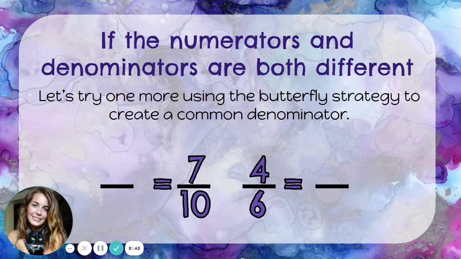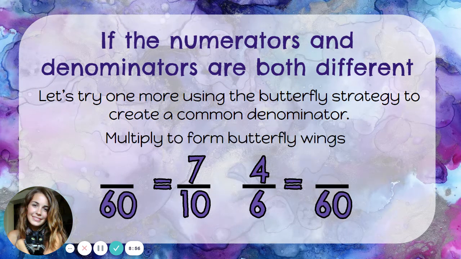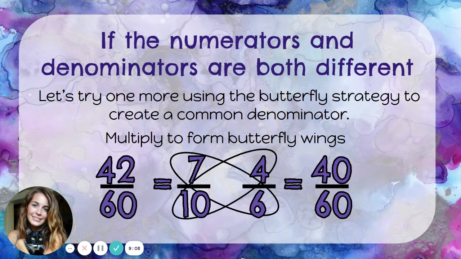Let's try one more using the butterfly strategy to create a common denominator. So remember the steps. First, we multiply the denominators together. 10 times 6 is 60. Then we multiply to form butterfly wings. 10 times 4 is 40. 6 times 7 is 42. Now, instead of comparing 7/10 and 4/6, I'm comparing 42/60 and 40/60. 42/60 is greater than 40/60, so 7/10 is greater than 4/6.